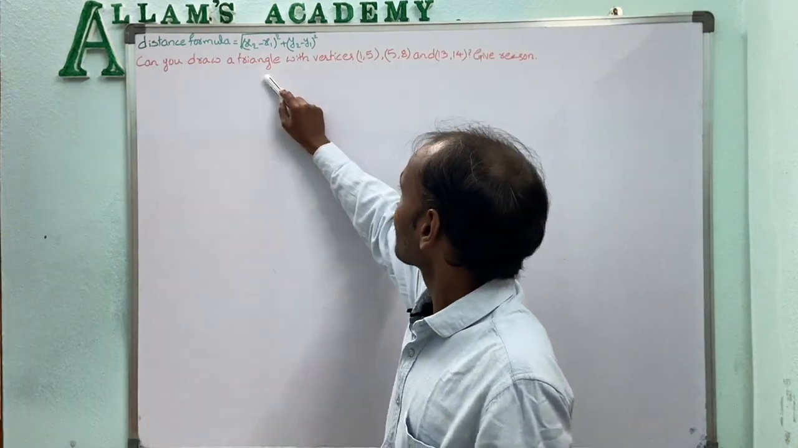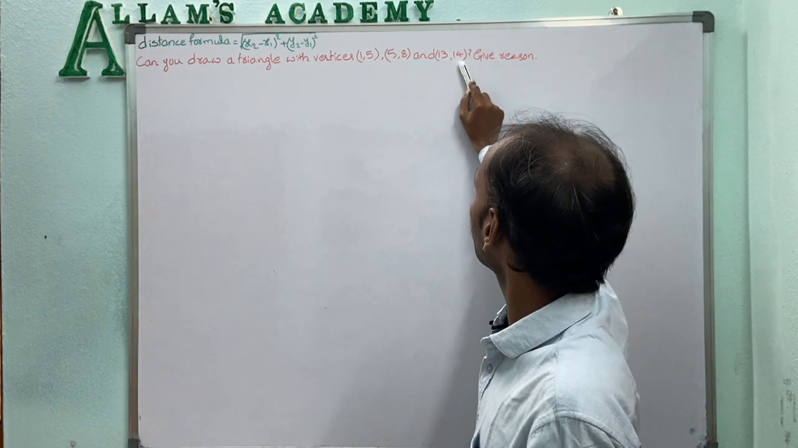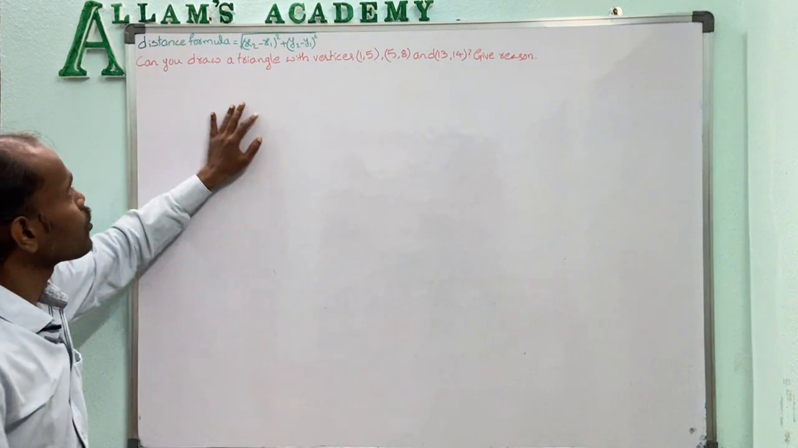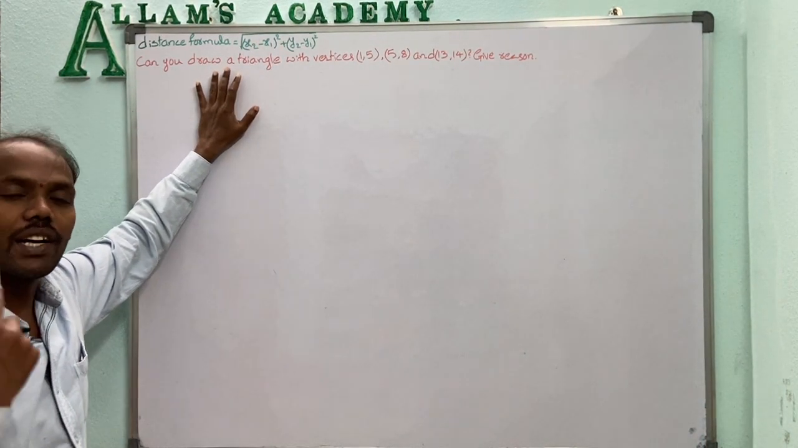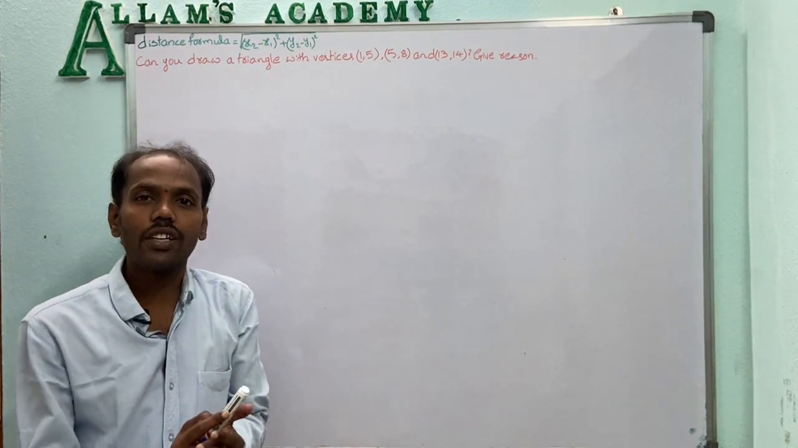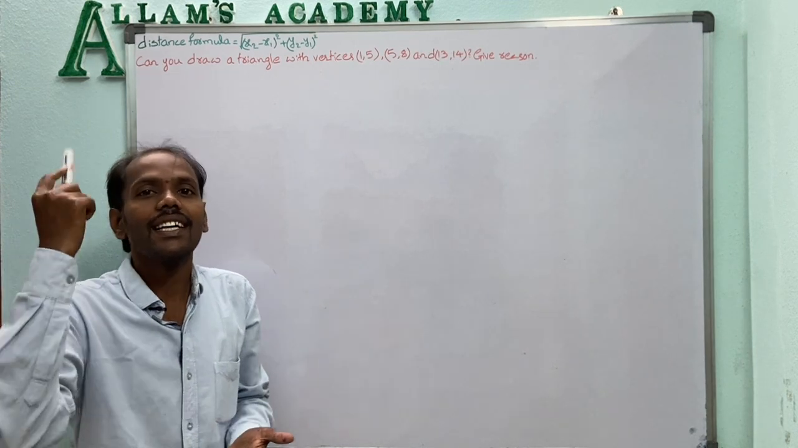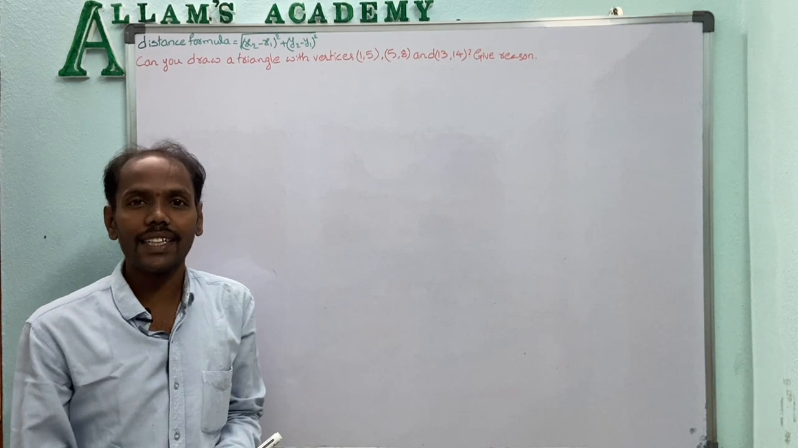Can you draw a triangle with vertices (1, 5), (5, 8) and (13, 14)? Give reason. That is the problem given here. For forming a triangle, we already studied in our previous classes the main rule: the sum of any two sides is greater than the third side. Then only we have a chance to draw a triangle.